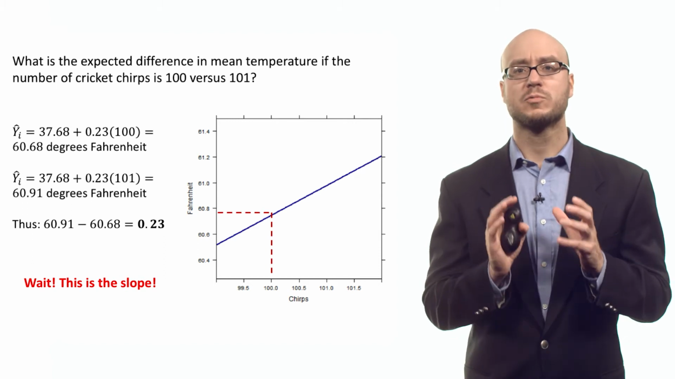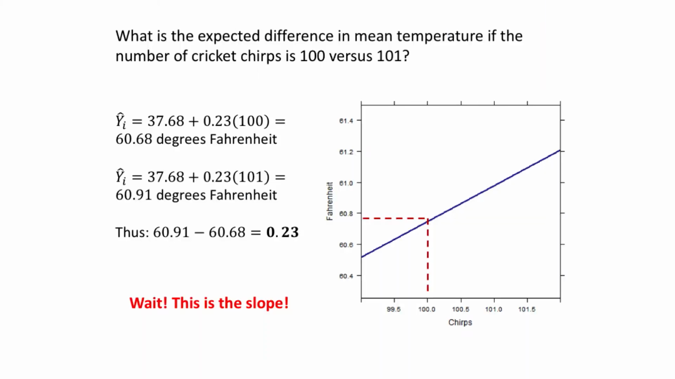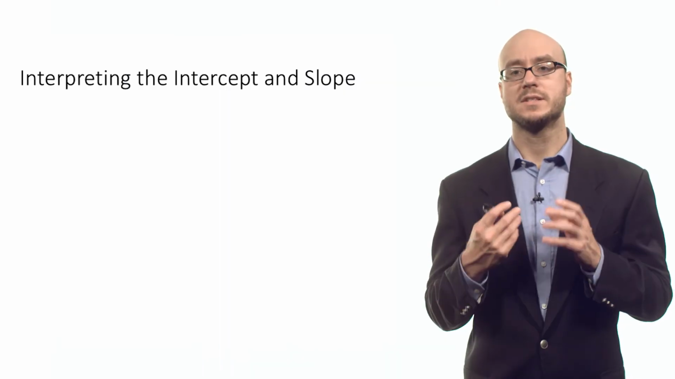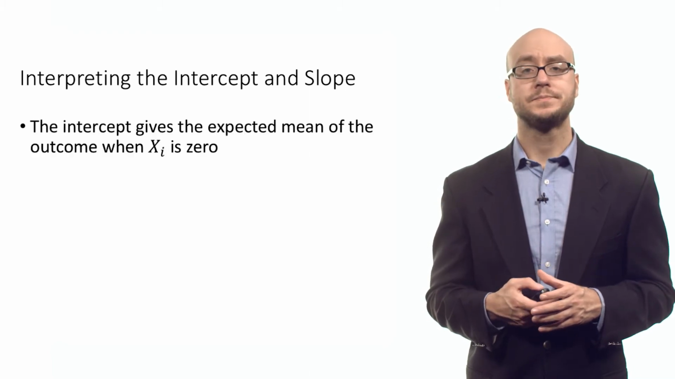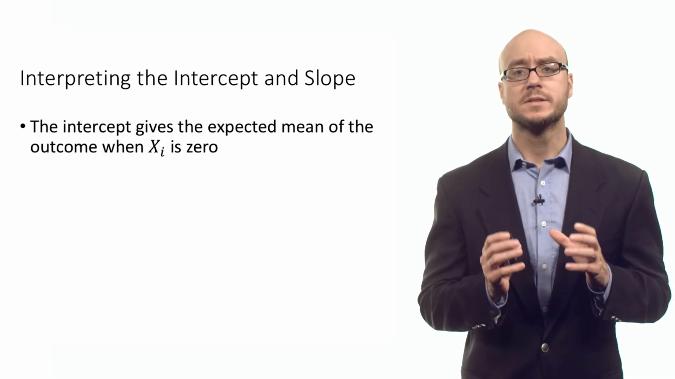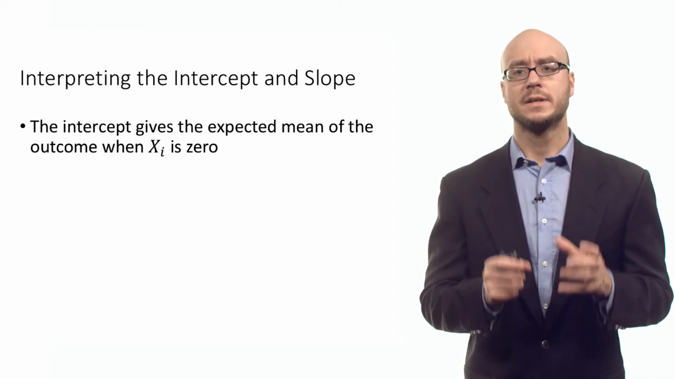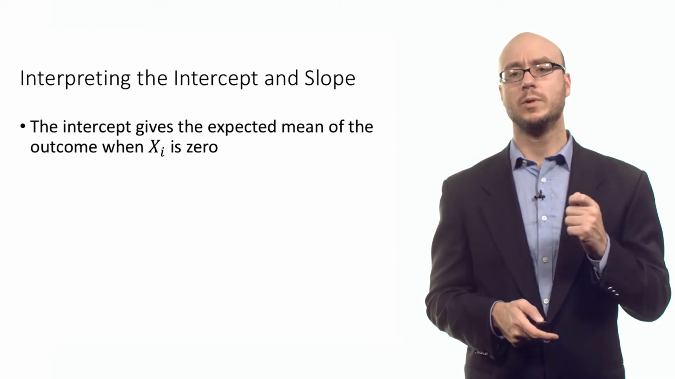So the slope is really giving us the expected difference in the mean temperatures for a 1 unit difference in our x variable, right? And you can see this in this graph. We have these two different points on the line, and all that the slope is giving us is that expected difference. So in means, the intercept gives us the expected mean of the outcome when x is 0.